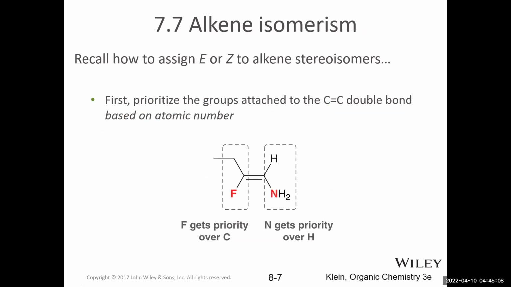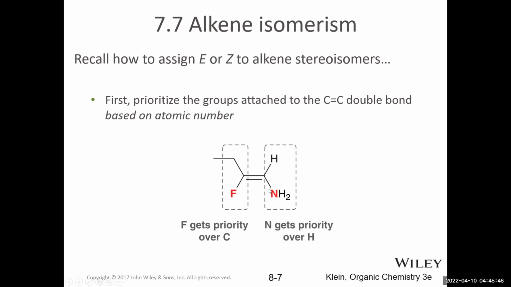Let's recall how to assign E or Z to alkene stereoisomers. So we want to prioritize the groups attached to the 2 sp2 hybridized carbons in the carbon-carbon double bond. And we prioritize them based on atomic number, just like we would prioritize groups attached to a chiral carbon for the R and S designation. So here we would have carbon versus fluorine, and fluorine has a higher atomic number, so it gets priority. Between hydrogen and nitrogen, nitrogen has the higher atomic number, so it also gets priority.